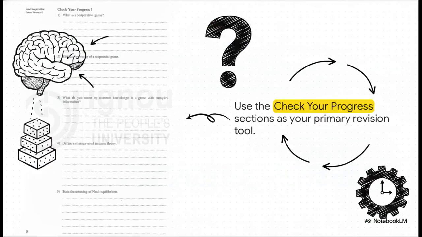Finally, Section 5, the final revision challenge. Let's bring it all together and consolidate what we've covered across all 3 units. Take a look at this actual worksheet from the text. If you can comfortably define things like a cooperative game, a sequential game, and common knowledge out loud right now, you are absolutely crushing Block 7. I highly recommend using these check your progress sections as your main revision tool.